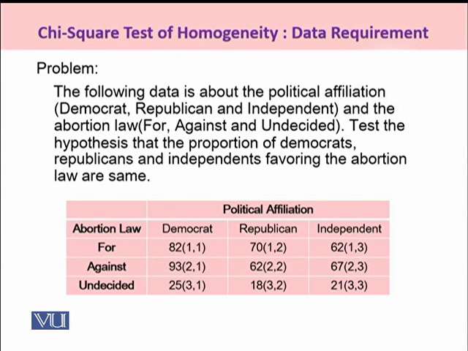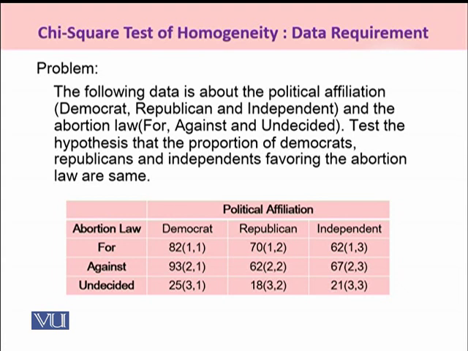For example, the first proportion, which is 82, are the respondents who have the political affiliation as Democrat and were in favor of the abortion law. If you see, before that 82 value, I have mentioned 1,1. Now students, what is this 1,1? The 1,1 is indicating that this particular value 82 is at the position first row and first column.